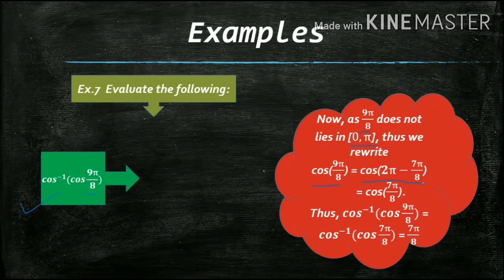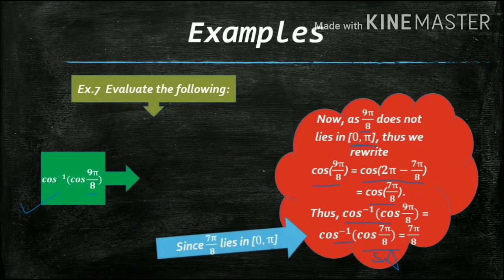And you know cos of 2 pi minus theta is cos theta, because 2 pi minus theta is lying in the fourth quadrant, and in the fourth quadrant cos is positive. So it would be cos 7 pi by 8. Okay. And now 7 pi by 8 belongs to this 0 comma pi. So cos inverse cos 9 pi by 8 can be written as cos inverse, and in place of cos 9 pi by 8 I write cos 7 pi by 8, which by self-adjusting property I write as 7 pi by 8 only. And that is the answer, because 7 pi by 8 belongs to the closed interval 0 comma pi.